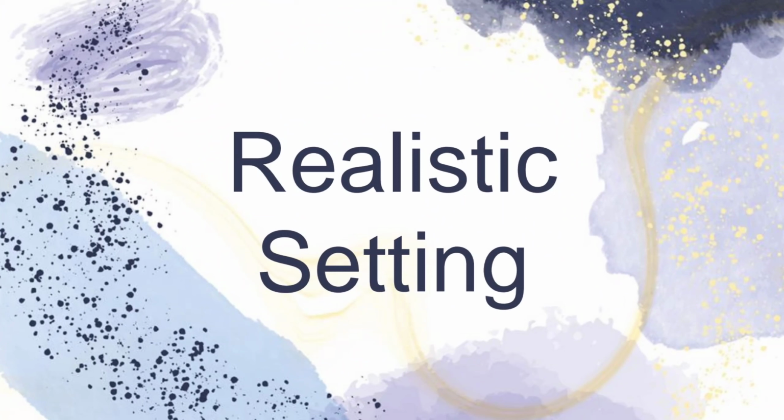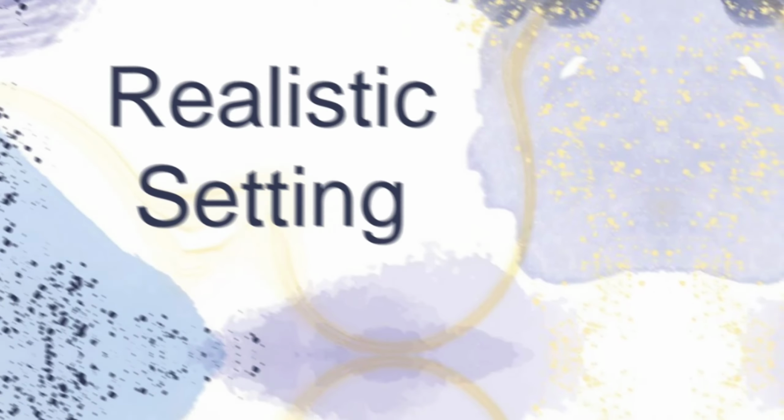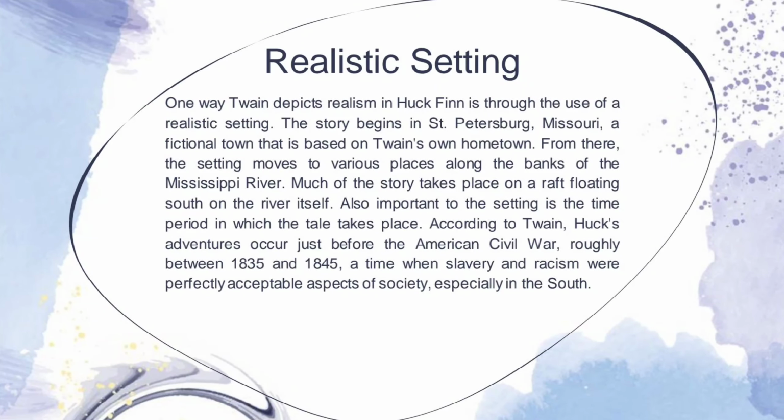Starting with the setting, the story begins in St. Petersburg, Missouri, which is a fictional town that is based on Twain's own hometown. From there, the setting moves to various places along the banks of the Mississippi River. This is one way Twain depicts realism in Huck Finn, which is obviously through the use of realistic setting. Accordingly, much of the story takes place on the raft floating south on the river itself.